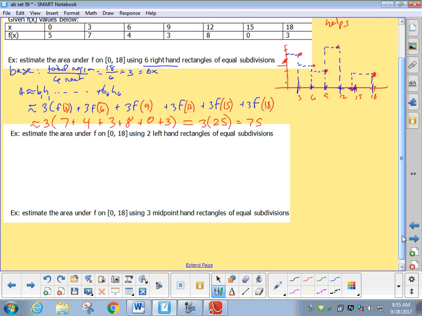All right. Would you try the next one? Please look at the 2 critical points. It says 2 left-hand rectangles. I'll be right there. You try it on your own. What does the top of that say base is? Base is total region divided by 6 rectangles. I'm sorry, my handwriting is atrocious. Total region over 6.